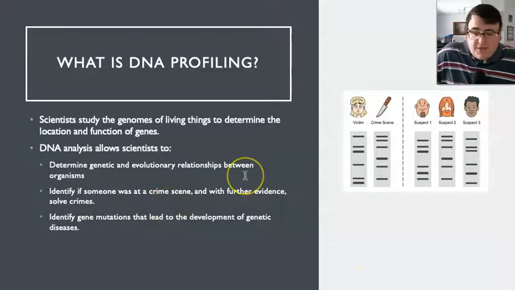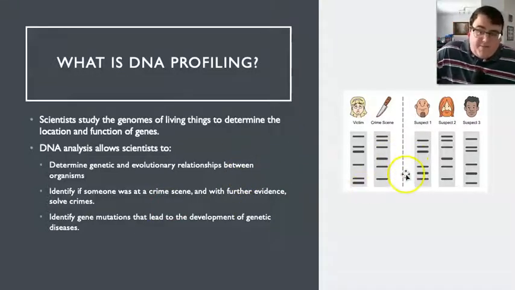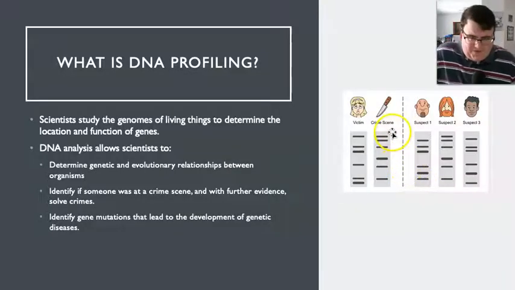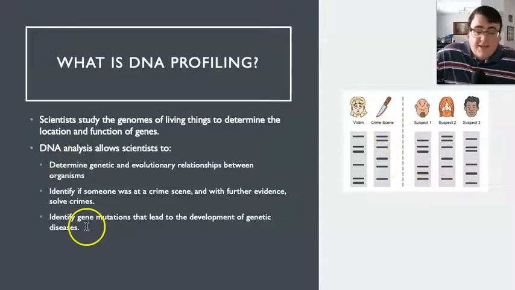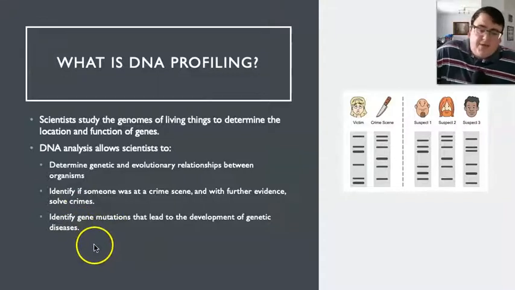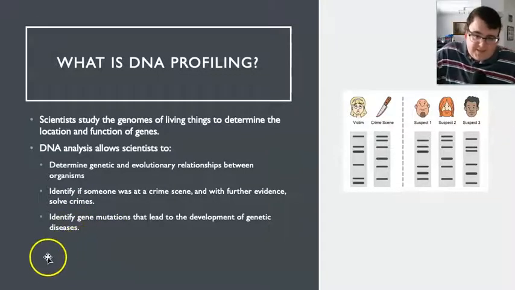Only with further evidence could you solve the crime. So finding DNA at a crime scene is not enough to convict someone. That's an important thing to note because they try and trick you with questions in that instance. And lastly, to help identify gene mutations that will lead to the development of genetic diseases.